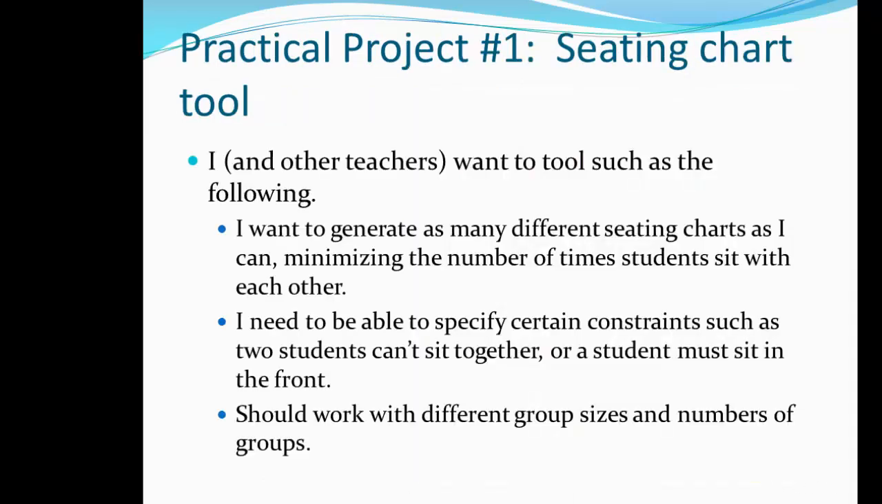Speaking of practical projects, here's something I really, really want. I, and I think other teachers as well, would love a tool where we have a file that has all the names of our students, that's our class list, and it will generate random seating charts for us, but it needs to only be sort of random because we need to be able to say, you know, Jimmy and Joey shouldn't sit close to each other, or they can't sit in the same group. So I should be able to specify certain types of constraints about what kinds of seating chart I want generated, and then it should generate as many as possible, having students sit with as many different students as possible for each one.